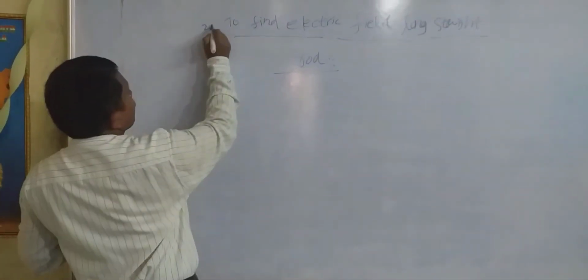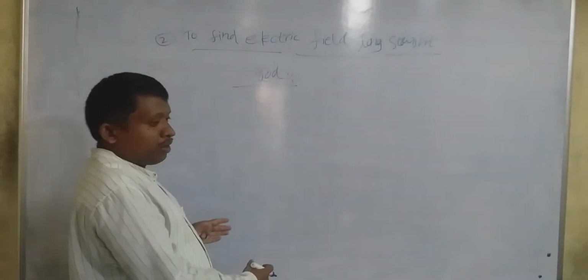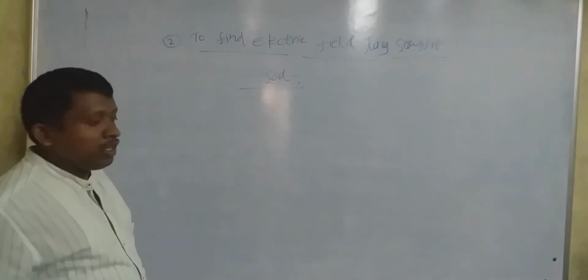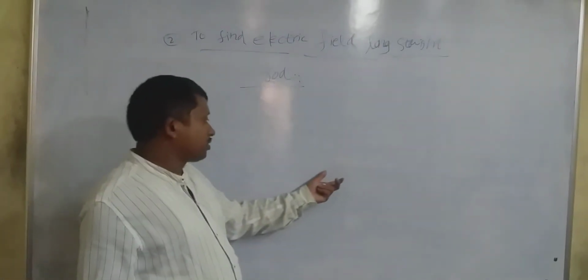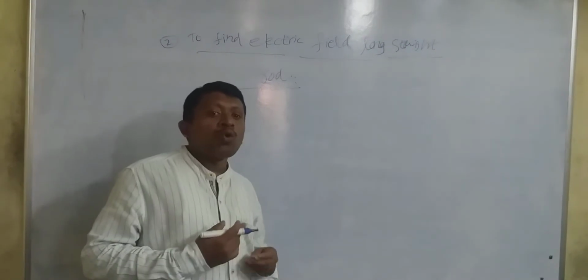Then this is the second problem: to find the electric field along a straight rod. On a long straight rod, we are going to find out the electric field at some particular point. The same problem we have already solved by using Coulomb's law.